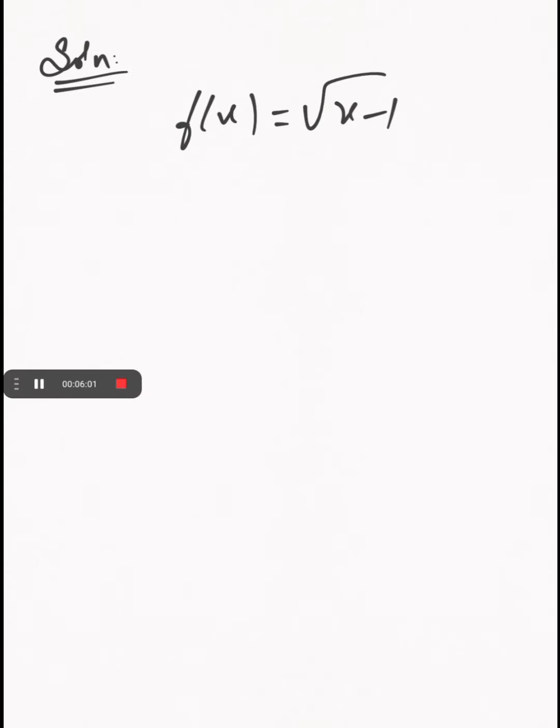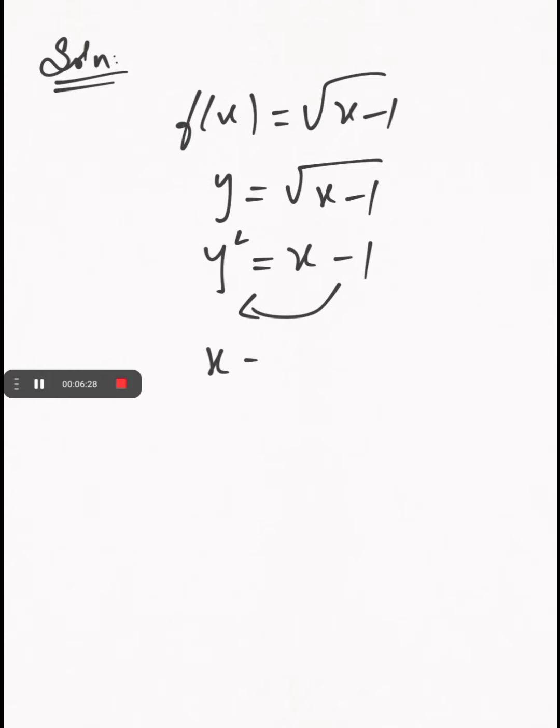We know that f of x equals y, right? Then y equals root of x minus 1. I need to remove the square root. For this, I am squaring both sides. Squaring both sides, we get y squared equals x minus 1. Then I need to move this minus 1 across. That means x equals y squared plus 1. Then I interchange x and y, so x becomes y and y becomes x. Why am I changing here? Because we need to find the inverse, right?